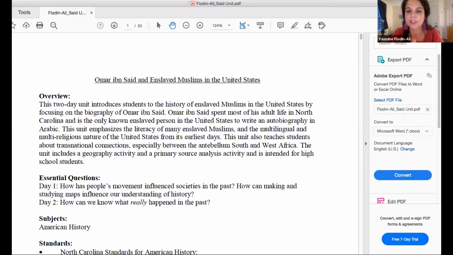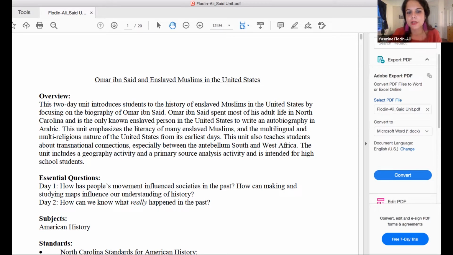Omar ibn Said spent most of his adult life in North Carolina and is the only known enslaved person in the United States to write an autobiography in Arabic. We want to emphasize the US. There are people that we know about in Jamaica and some of the Caribbean who wrote autobiographies of their life, and I think it's kind of cool to tell students that if they're interested.